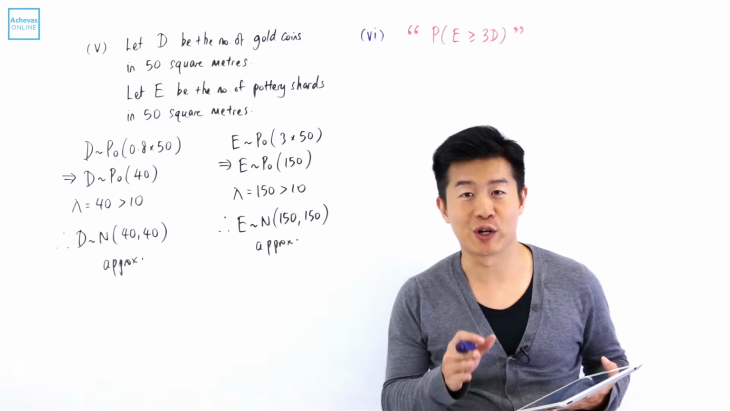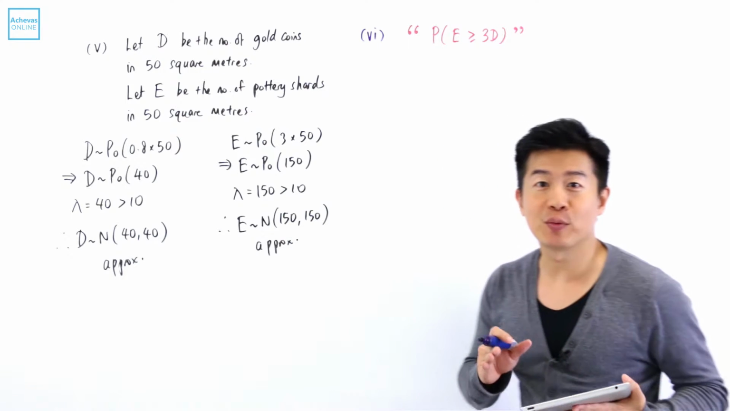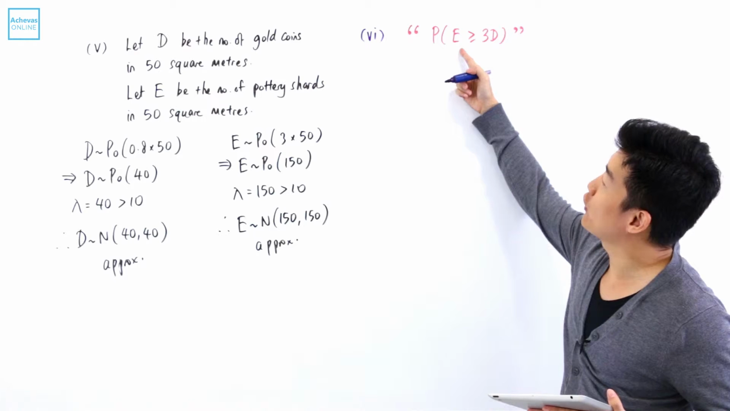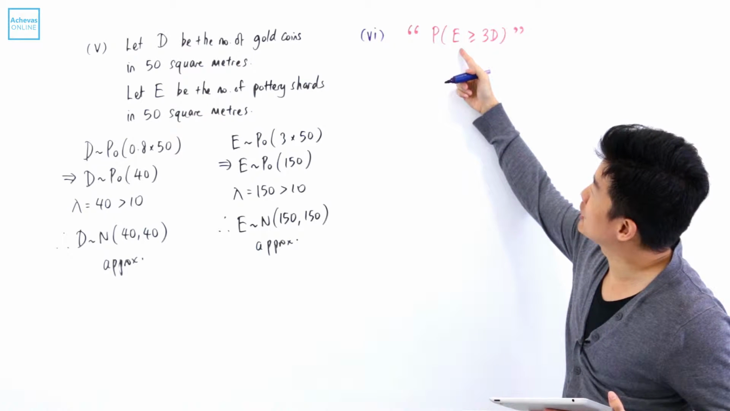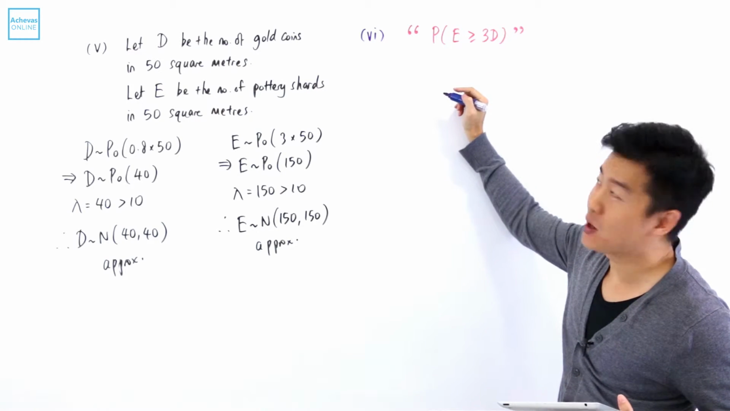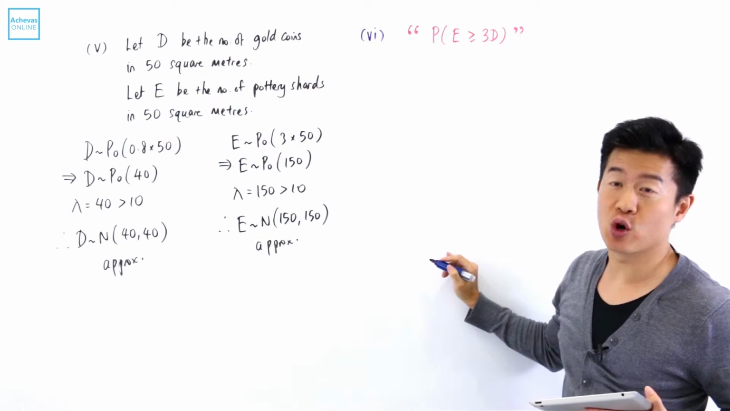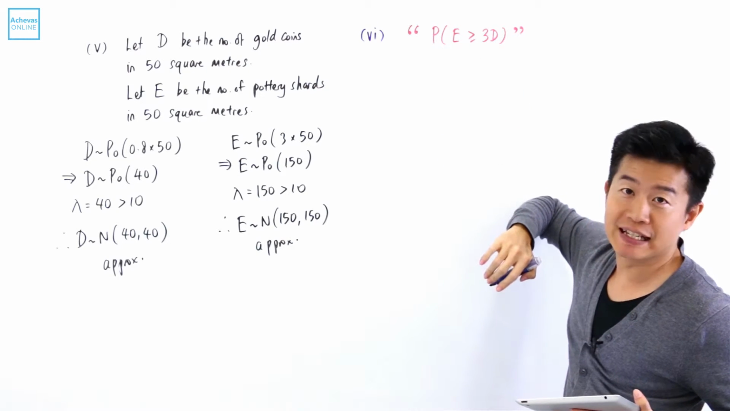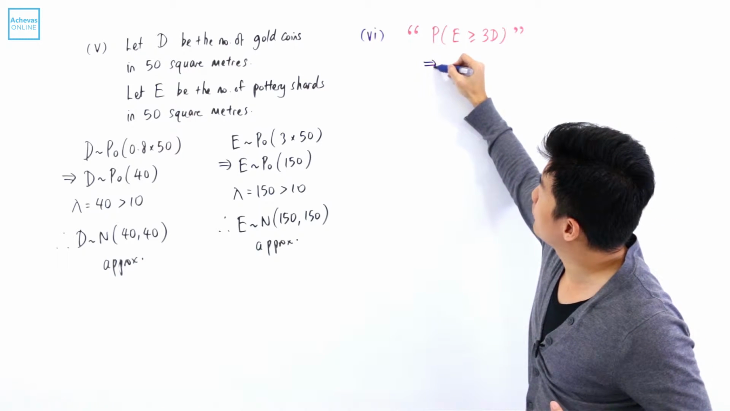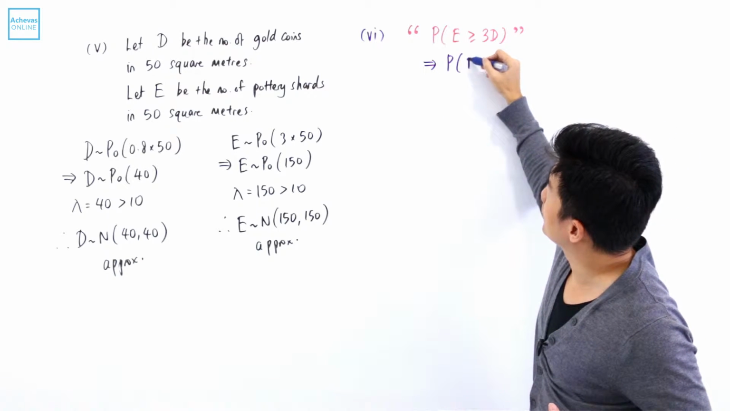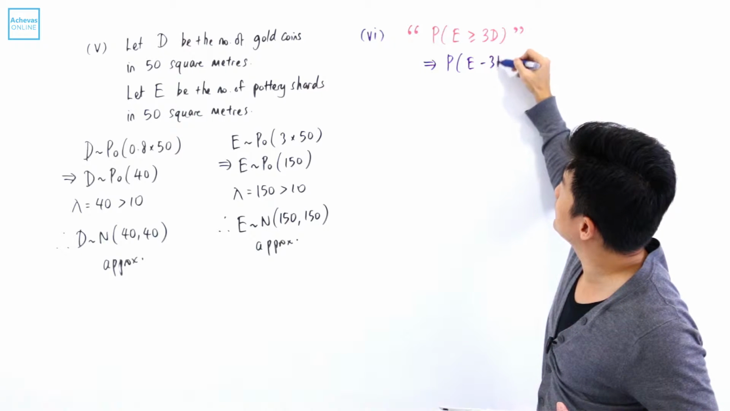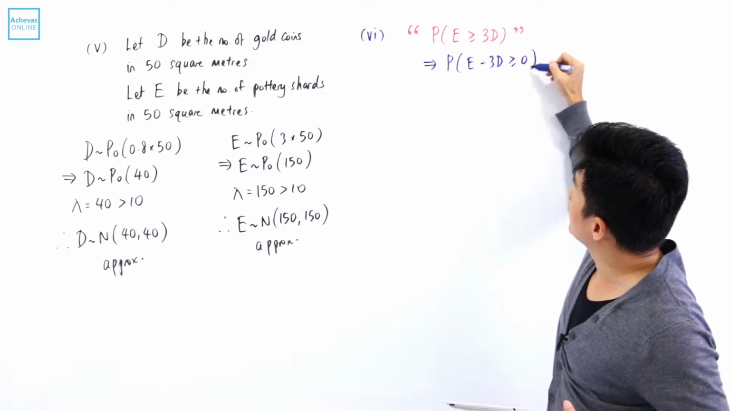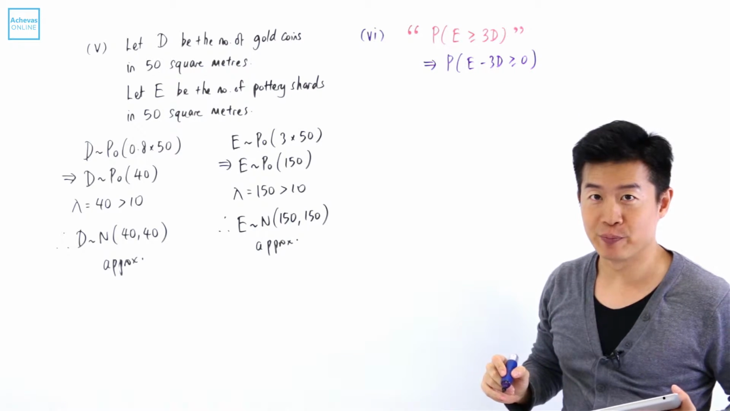The probability that we are looking for here is the probability when there are at least 3 times as many pottery shards in the 50 square meters as the number of gold coins. So it is the probability of E bigger or equal to 3D, which means that the probability that we are trying to look for is the probability of E minus 3D is bigger or equal to 0.